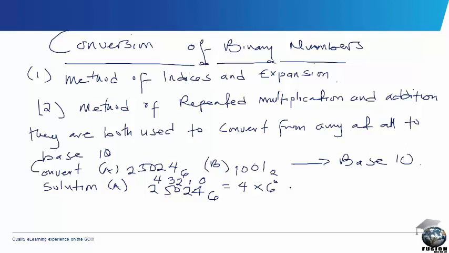So we have 4 times 6 raised to power 0, and then you add. Sorry, we are using method 2, the method of repeated multiplication. That is what we are applying right now. That is why you have us multiplying and adding.